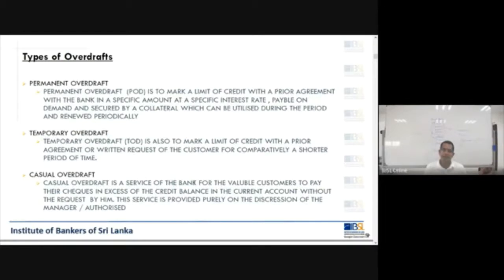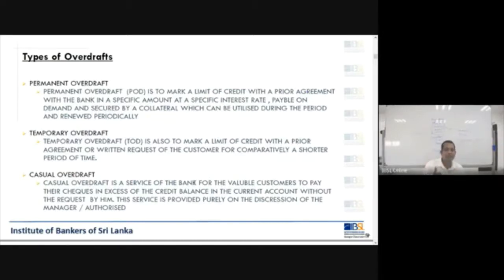Permanent overdraft rates are reasonable. Temporary overdraft rates are higher because it is a temporary facility. Then the casual overdraft. Casual overdraft is not a right of a customer. It is the facility or service given by the bank to the best customers of ours, right? That means at the bank's discretion, we pay. It is for 2 days, 3 days, 4 days, 5 days, very short period. At the bank's discretion. Customers can't demand on it.